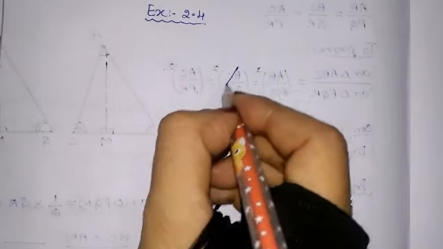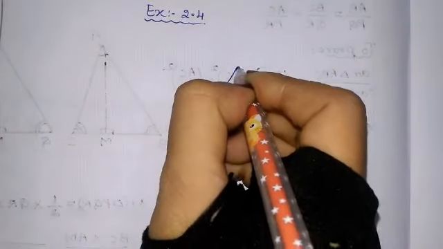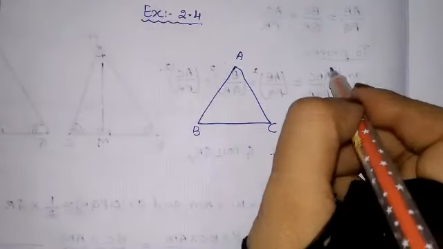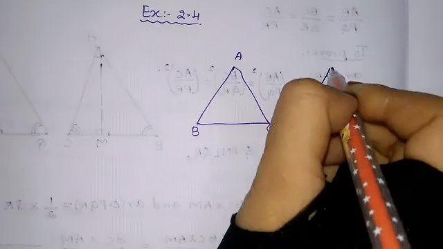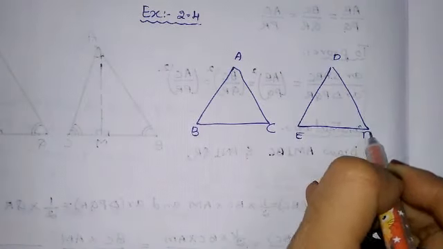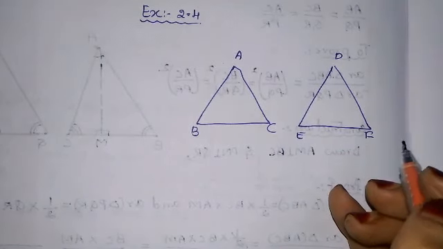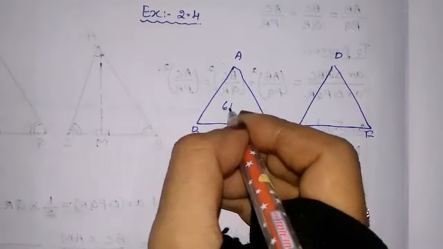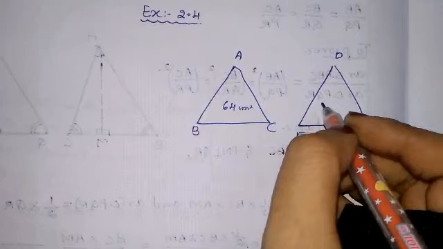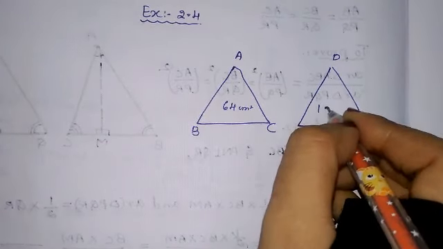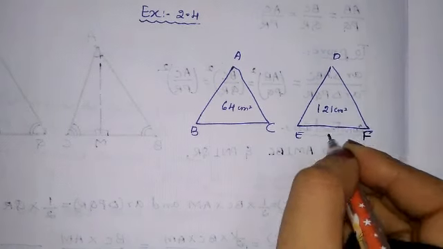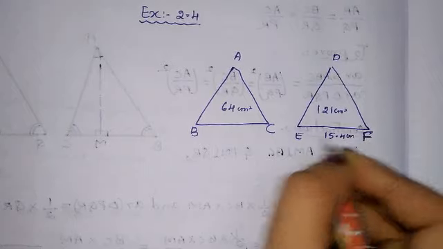They have told two triangles, triangle ABC, and I'll draw two triangles. One is ABC and one more they have given the name DEF. So for ABC, what they have told is their areas are respectively 64 and 121. So the first one is 64 centimeter square and one more is 121 centimeter square. If EF is equal to 15.4 centimeter, find BC.